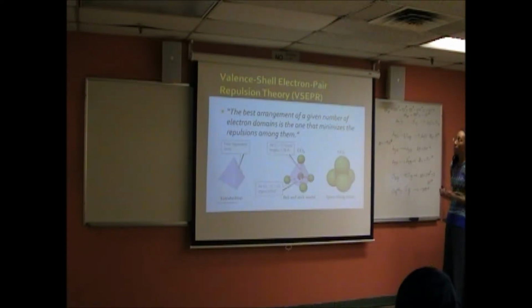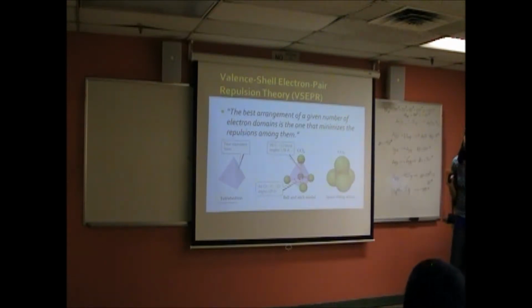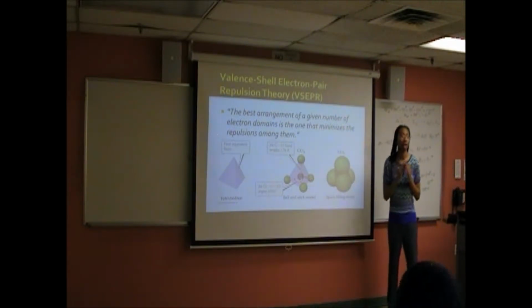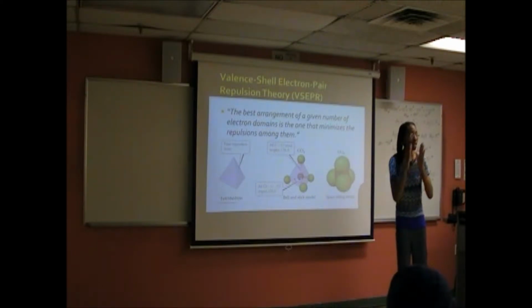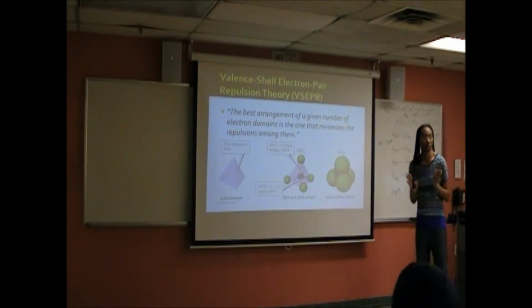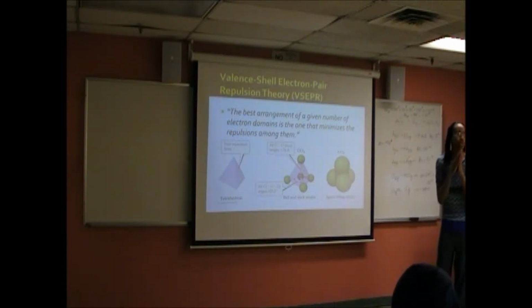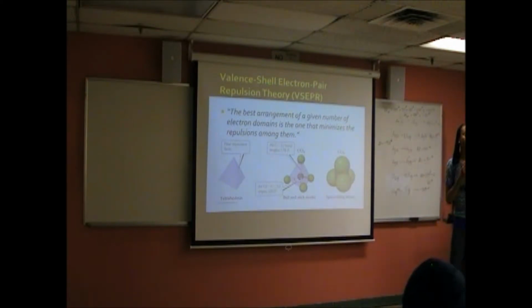Okay? So now we have VSEPR. VSEPR is the valence shell electron pair repulsion theory. All that is, is how the electrons in the bonds are going to situate themselves. You got a long name to tell you that the electrons are going to position themselves at an angle that is going to minimize the repulsion. That's all that means. Okay?